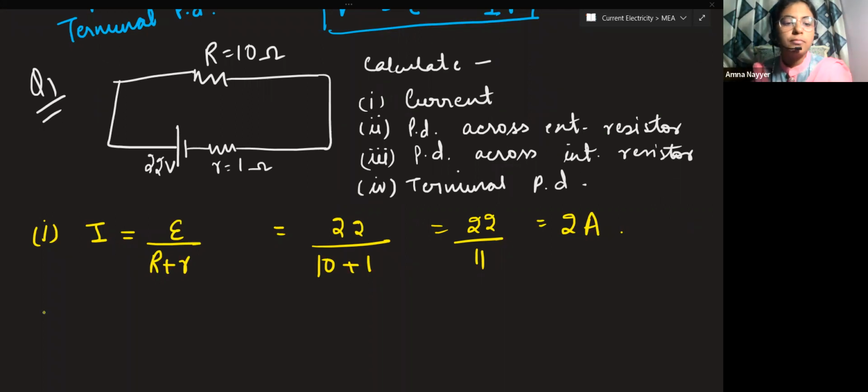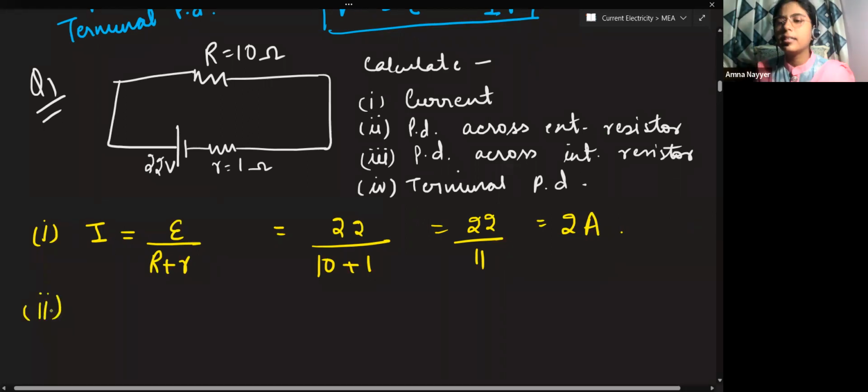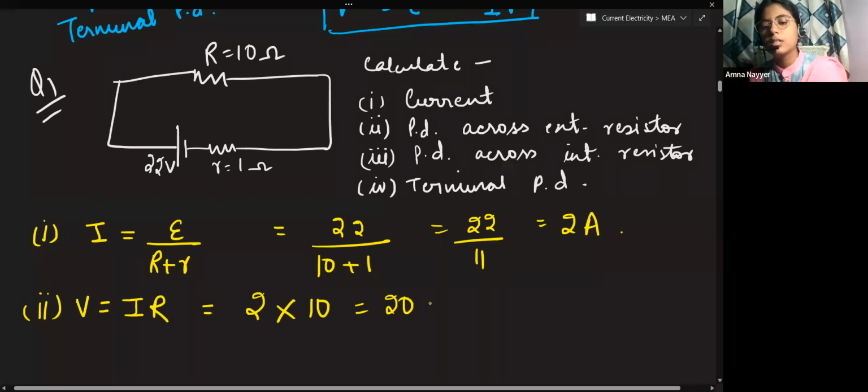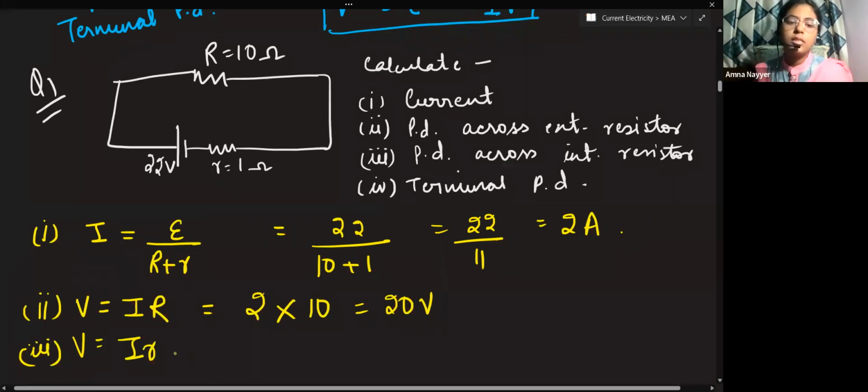Second part, potential difference across the external resistor. Potential difference is given by how? Just use your Ohm's law. I multiplied by capital R. Current is 2, resistor is 10. This gives 20 volt. That's how we'll get it. Third part, potential difference across this resistor. This is capital I multiplied by small r, the resistance across this. Current is 2. This is 1. This is 2 volt only.